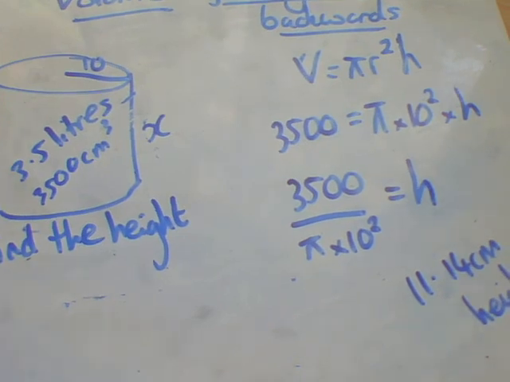If you wanted a quarter cylinder, then obviously the volume you've been given is a quarter of the total. So you're going to have to times it by 4 first. If you're given half the cylinder, you're going to have to double the volume first before you start.